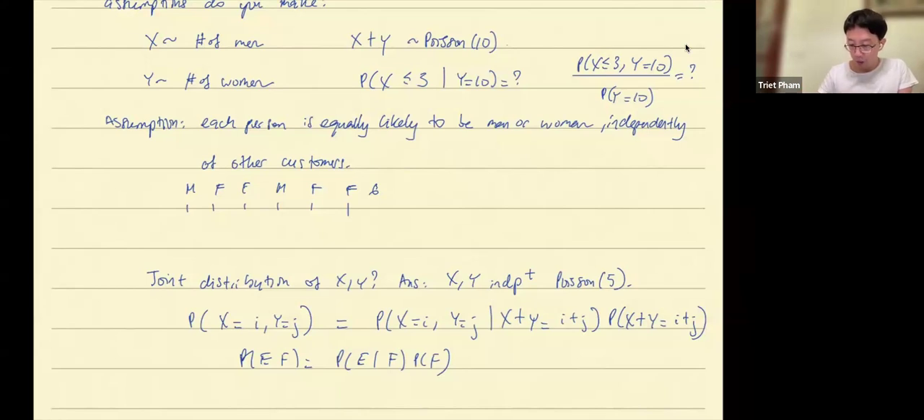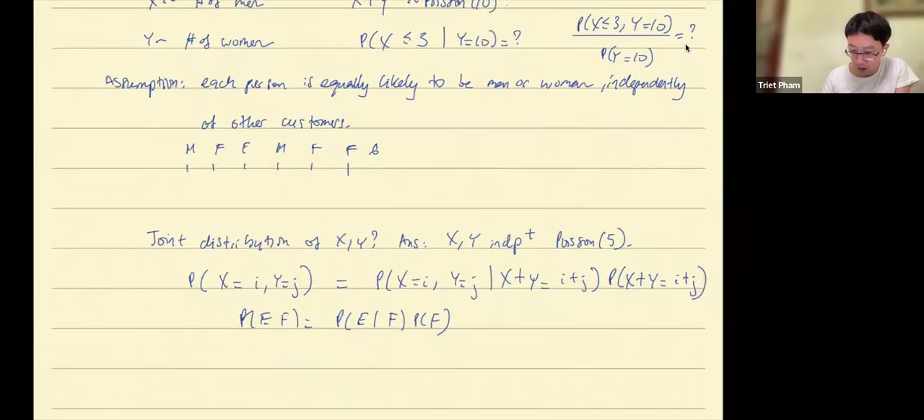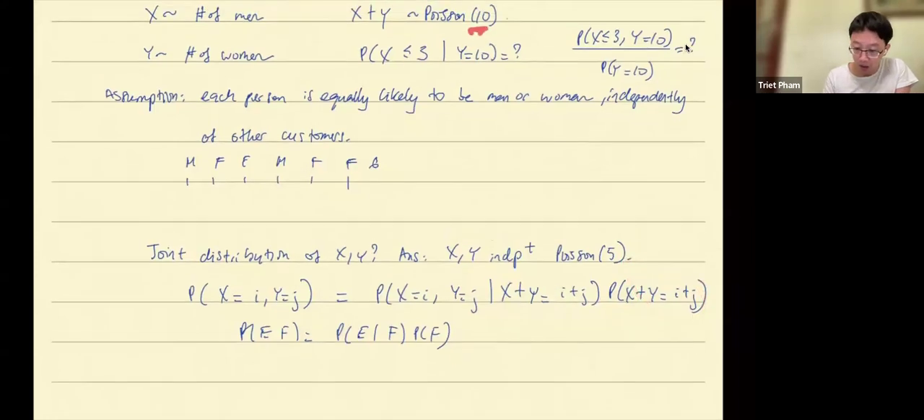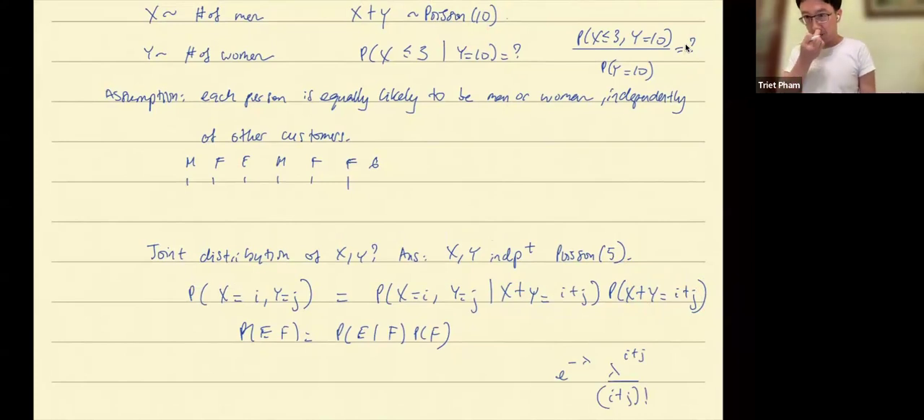The reason is because we know what this is, right? What is this? This is Poisson 10. Or you know what? Let me do a general calculation here. Doesn't matter, right? Let's say it's Poisson lambda. X plus Y is Poisson lambda, and this will be e to minus lambda, lambda to the I plus J over I plus J factorial. Okay. What about this?